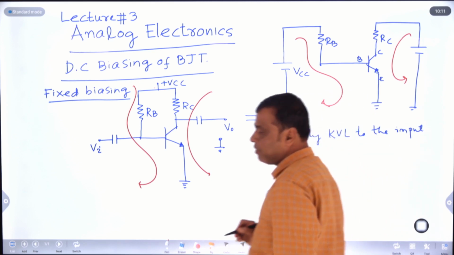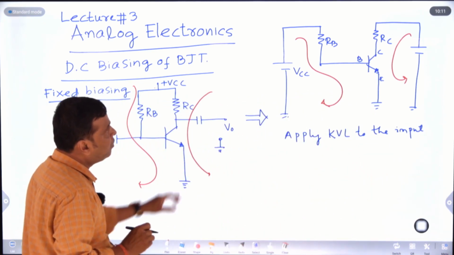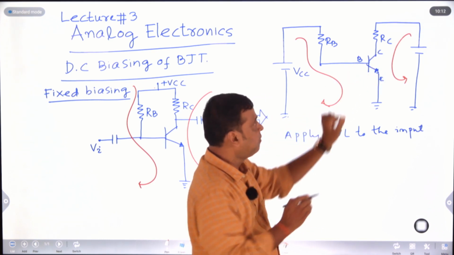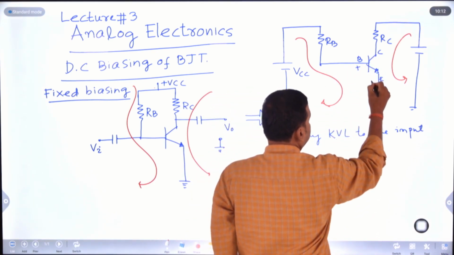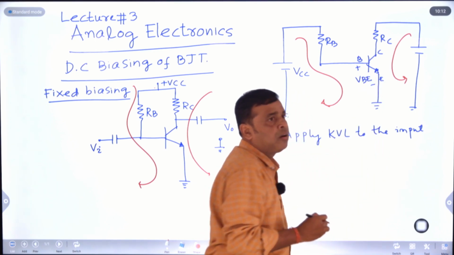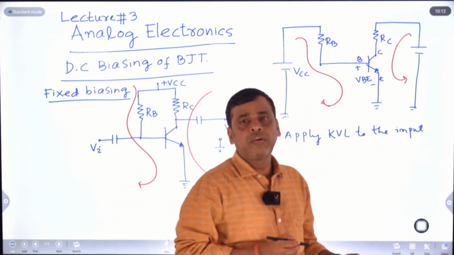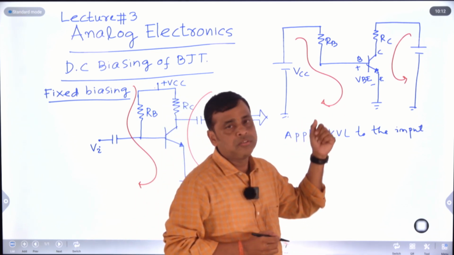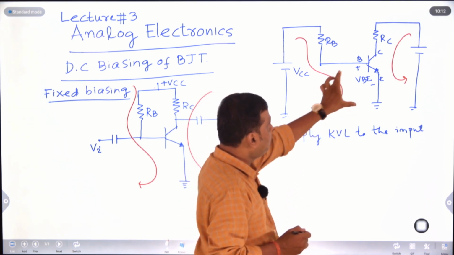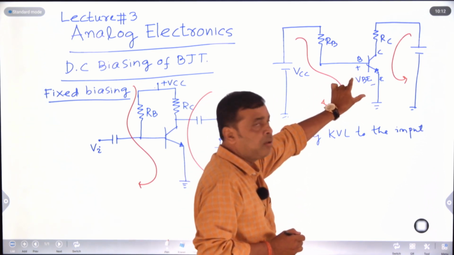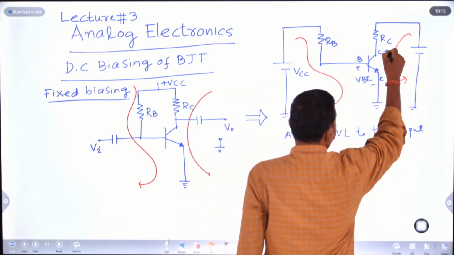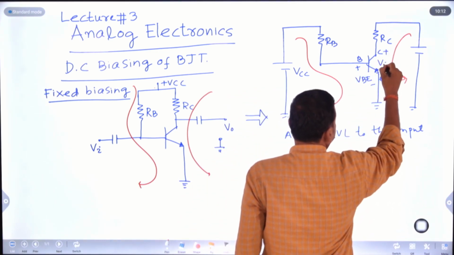What is my input equation? This is the emitter, base, and collector. In between base and emitter, there is a potential, which we may say is your base emitter voltage VBE. For a germanium transistor, VBE is 0.3, and for a silicon transistor, it is 0.7. So in base and emitter there is a potential you should take into account. Similarly, between collector and emitter there is a potential.